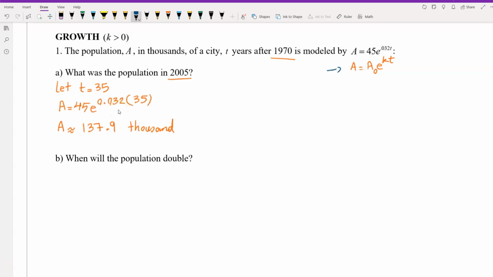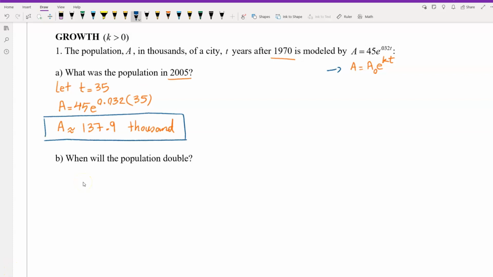So using A equal to A sub 0 e power k times t, we can find the answer. So t is 35. And here, using what was given on that part, we have 45 times e power 0.032 times 35. Rounding to one decimal place, the answer is 137.9, and this is in thousands.